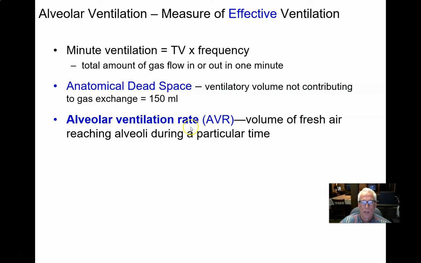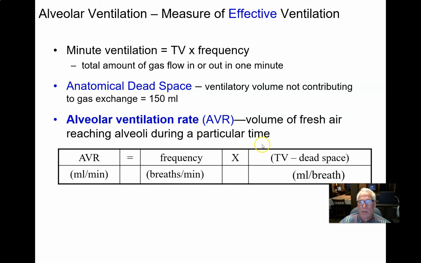It's called the alveolar ventilation rate, or sometimes just the alveolar ventilation. It's the amount of fresh air reaching the alveoli per unit time. And we simply subtract the dead space from the tidal volume when we're figuring out the alveolar ventilation rate. So we have frequency, breaths per minute, times the tidal volume minus the dead space volume. And now we get a good idea of how much fresh air is getting into the alveoli.